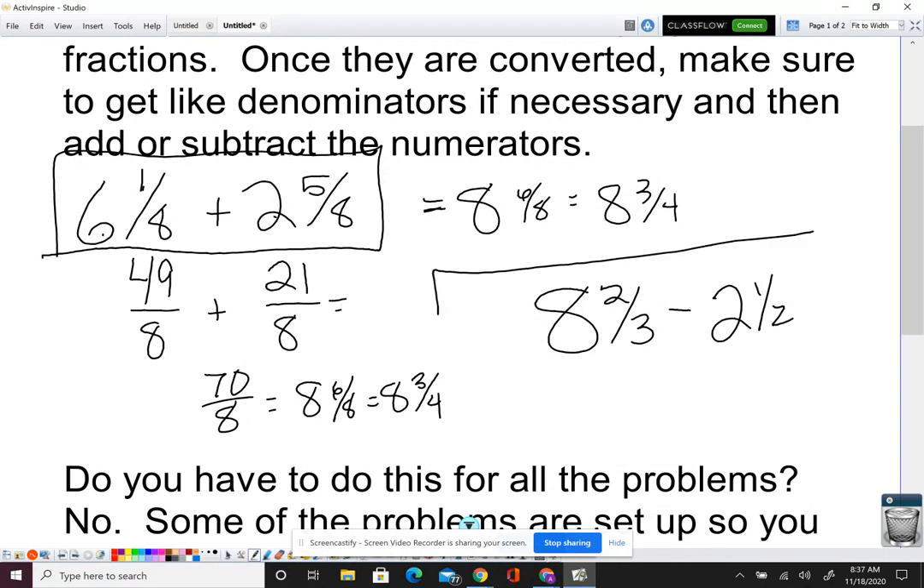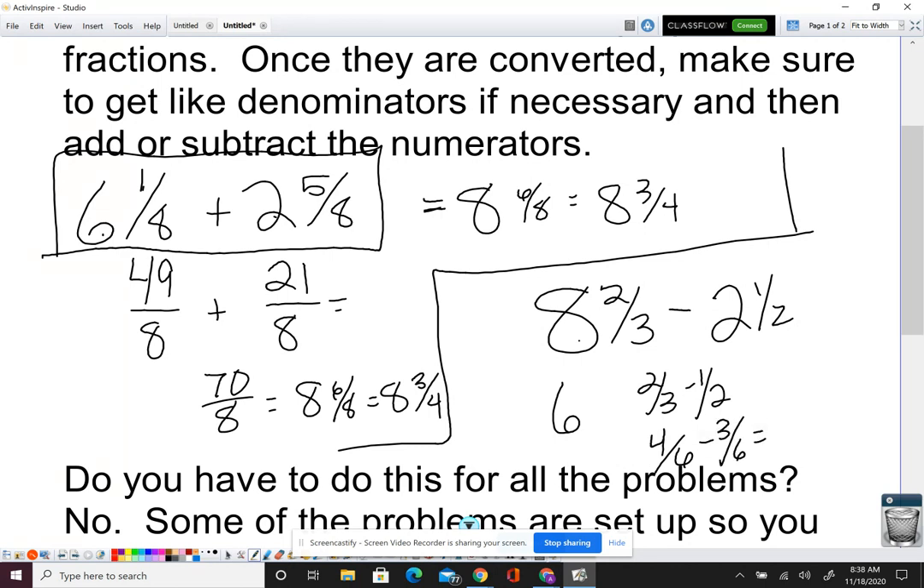If I have this problem here, 8 2/3 minus 2 1/2, I can do it that way. 8 minus 2 is 6, and 2/3 minus 1/2. Well, I have to get a common denominator for them. So that's 6, and I get 4/6 minus 3/6. When I subtract them, it equals 1/6. What happens if my larger fraction, though, is the one that I'm taking away from? In that case, you're going to have to borrow, taking away from the whole number and adding in other things.